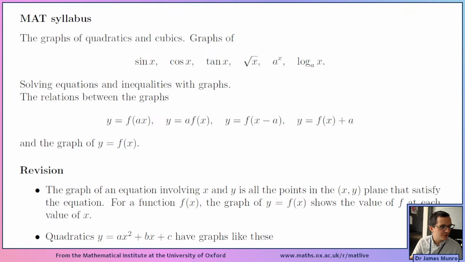Do you need to know the graphs for inverse trigonometric functions? No, otherwise they would be on that list. If you needed to know the graph of inverse sine, and do you need to know about asymptotes? Well, I think you need to be able to sketch 1 over x, which has got some asymptotes. I'm not sure you need to know the word asymptote because I can't see it anywhere on the page.